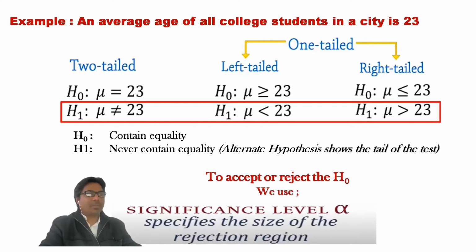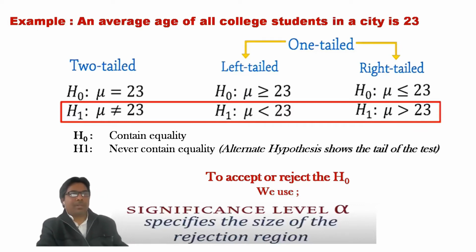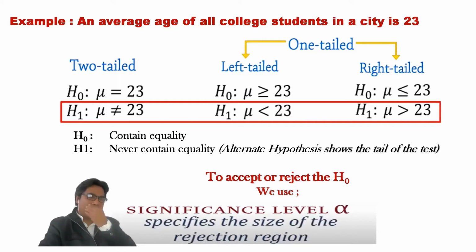Suppose we do not accept the null hypothesis, that means we are accepting the alternate hypothesis. Right? Suppose we accept the null hypothesis, that means we are rejecting the alternate hypothesis. So this is the information which should be taken into consideration while going ahead with testing of hypothesis.